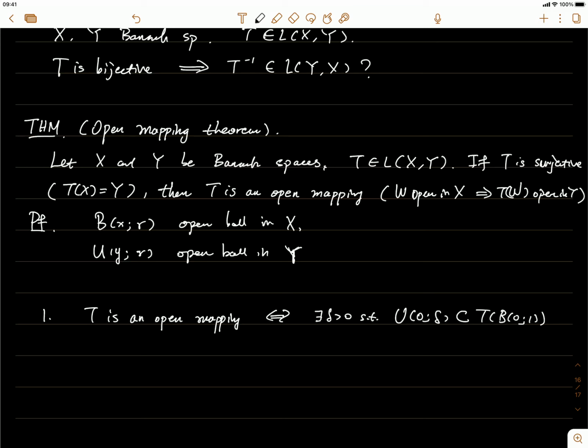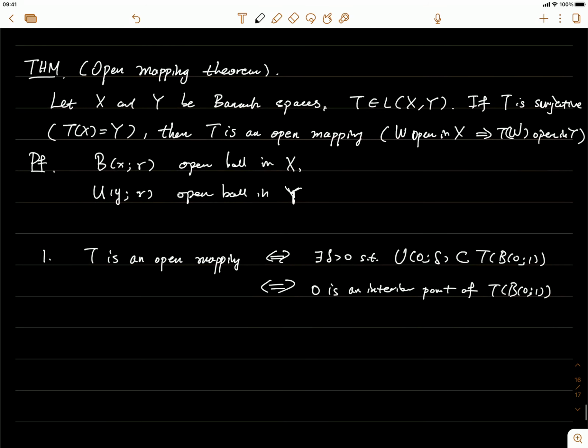So in other words, apparently 0 is inside the image, because T applied to 0 will be 0 since T is linear. So 0 must be inside this. But if there exists some delta such that this ball is in here, that means this set contains 0 as an interior point. So this means that 0 is an interior point of T of B(0, 1), the image of B(0, 1). This is the first claim I'm going to make. Let's see how to show this.